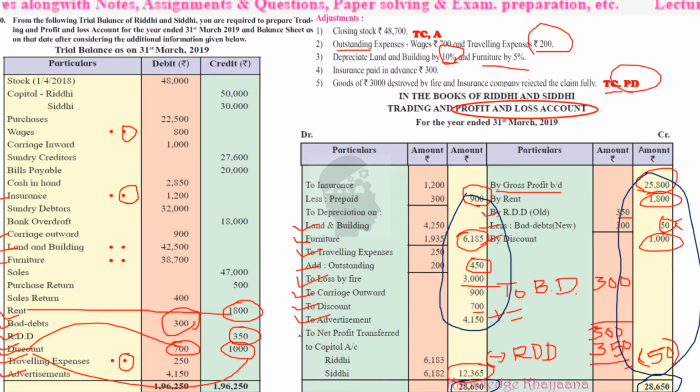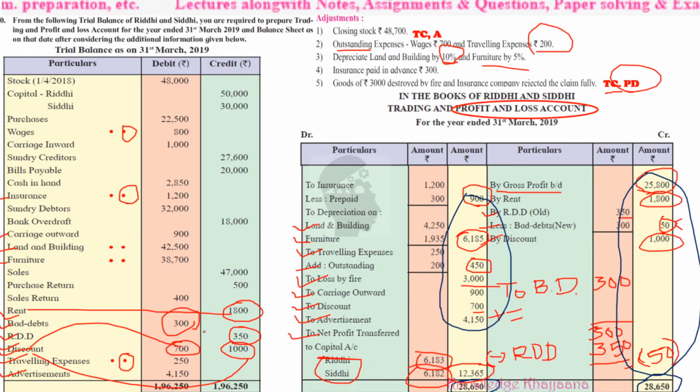Okay. So how we have to record it? To net profit transferred to capital accounts. Okay. In this way we have to record. To net profit transferred to capital accounts of two partners, Riddhi and Siddhi. Amount rupees 6,182.50 paisa actually comes, but we will give 1 rupee extra to Riddhi and 1 rupee less to Siddhi. So profit to Riddhi is rupees 6,183 and profit to Siddhi is rupees 6,182. Okay, this profit we will carry to their capital accounts.